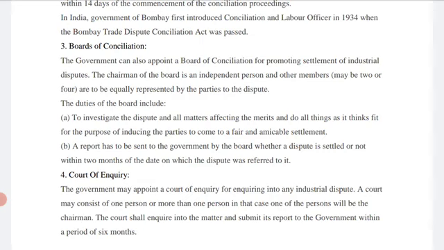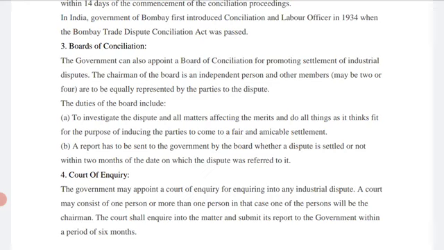Then see the duties which this board is supposed to conduct. First one is to investigate the dispute and all matters affecting the merits, and do all things as it thinks fit for the purpose of inducing the parties to come to a fair and amicable settlement.